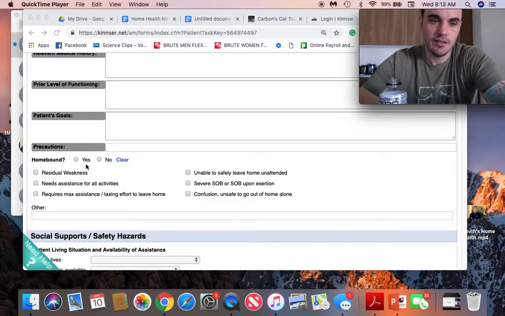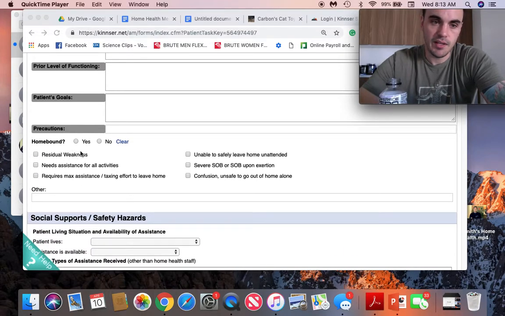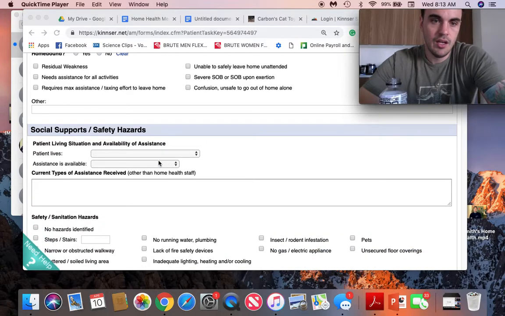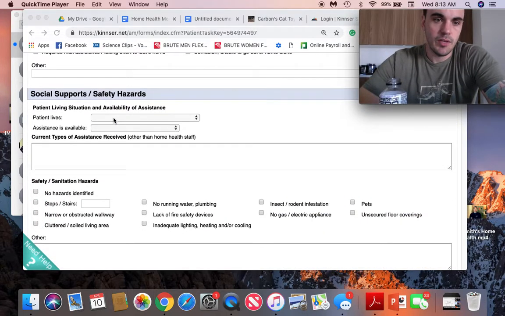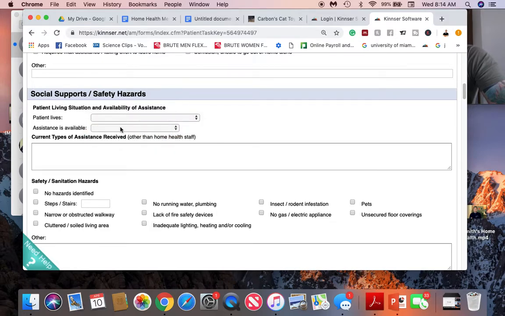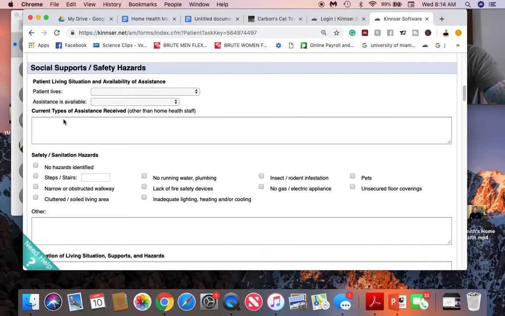Are they homebound? Yes, if you're seeing them for Part A, they should be homebound. Part B, no, but most likely if you're in this group, you're just seeing Part A. You want to check residual weakness or write in residual weakness, needs assistance, requires max assistance. You can check all of these. Again, if they don't have dementia, don't check this. Where does the patient live? So patient lives alone, with other persons in the home, or in the ALF. Assistance is available there. You can type in whatever you want.